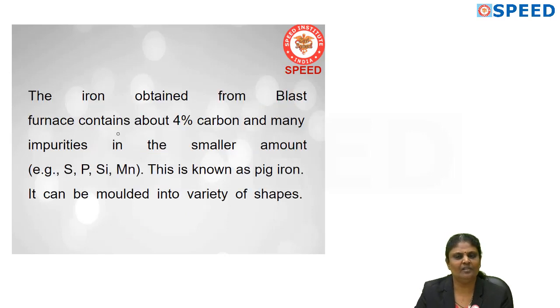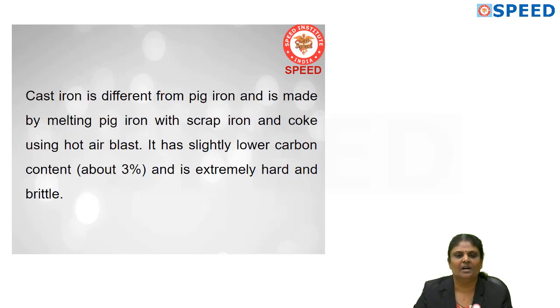The iron obtained from the blast furnace contains 4% carbon and many impurities in smaller amounts. This is known as pig iron, but in your question paper it is given as wrought iron. So it can be molded into a variety of shapes. Cast iron is different from pig iron and is made by melting pig iron with scrap iron and coke using hot air blast. It has slightly lower carbon content, that is 3%, and is extremely hard and brittle. So it cannot be molded like pig iron. Cast iron cannot be molded.